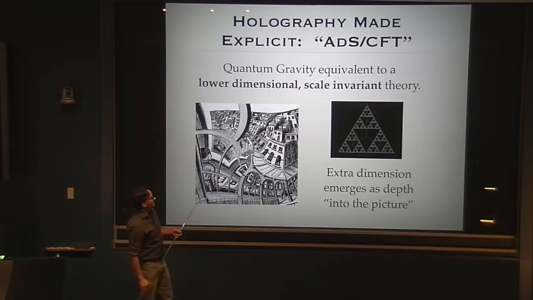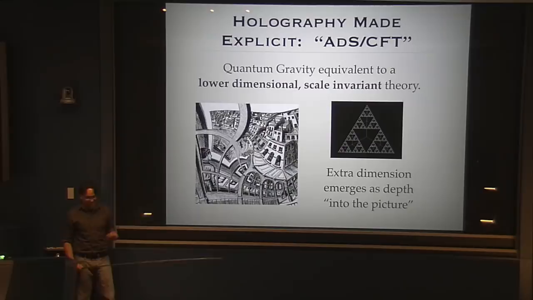Now, how does this correspondence work? How does a scale-invariant theory correspond to a gravitational theory? Well, I can't tell you very much about it, and in fact, you'll have to ask me afterward if you want more details. But the most basic question you could possibly ask is, how can it be that one theory has two dimensions and the other theory has three dimensions? How could they possibly be the same thing? And you can think of the third dimension of the gravitational theory, the theory that's intuitive, as being kind of like going into this picture, zooming in further and further.